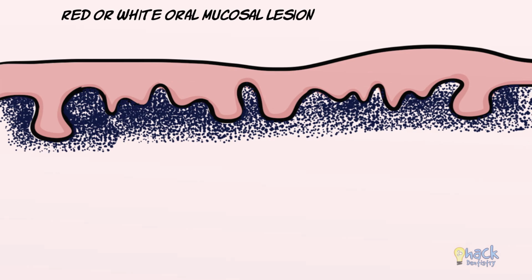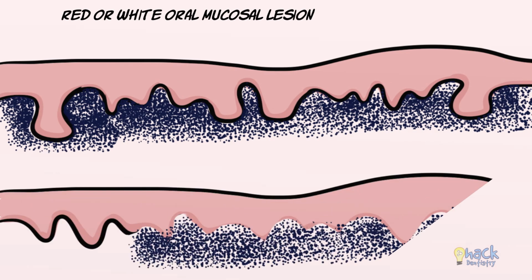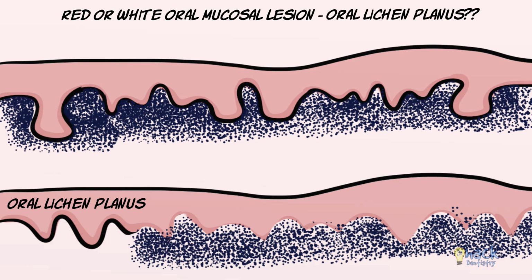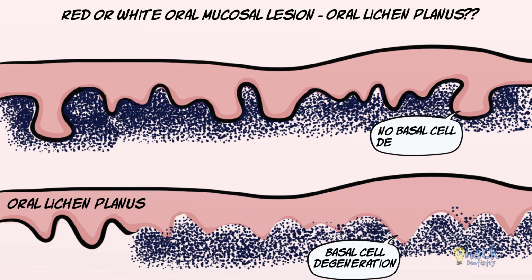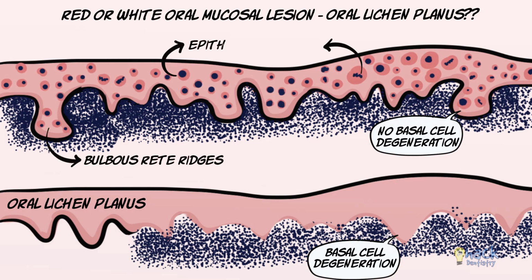There are certain red and white oral mucosal lesions that might look like this under the microscope. At first, these lesions look like oral lichen planus. But here's the catch. On a closer look, they lack basal cell degeneration that oral lichen planus usually shows. In fact, the basal cells may be very much intact, and these lesions may possess bulbous rete ridges. On an even closer look, they may even reveal epithelial dysplasia.